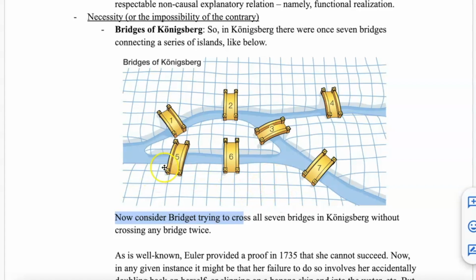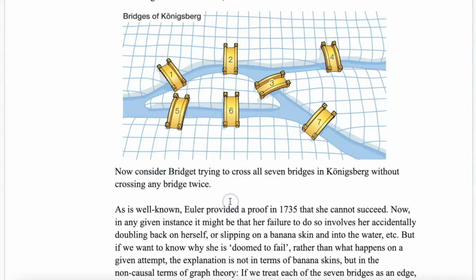So, crap, she's going to have to double back on herself to cross 3. As is well known, Euler provided a proof in 1735 that she cannot succeed. Now, in any given instance, it might be that her failure to do so involves her accidentally doubling back on herself, or maybe slipping on a banana skin and into the water, etc.